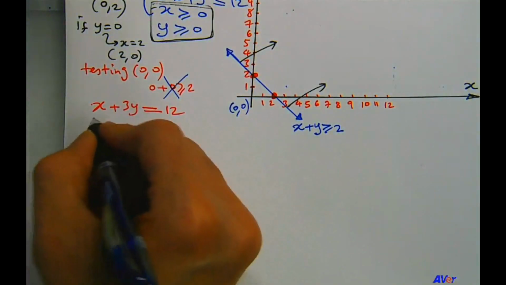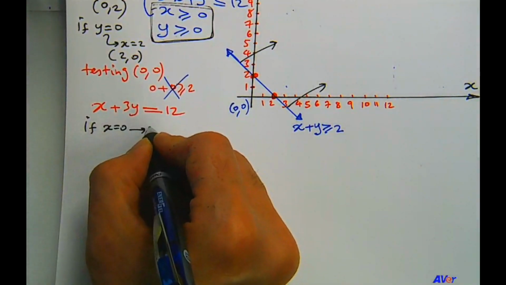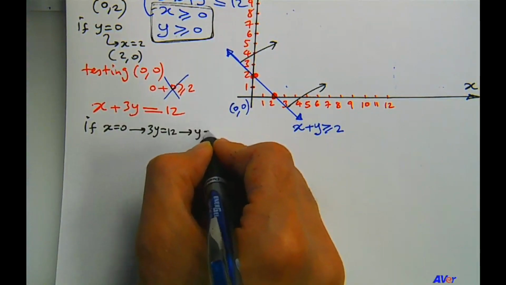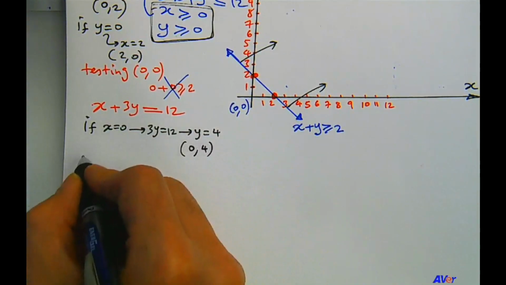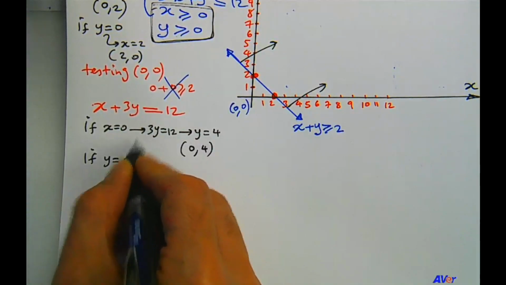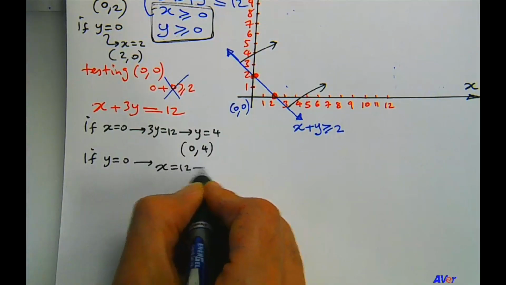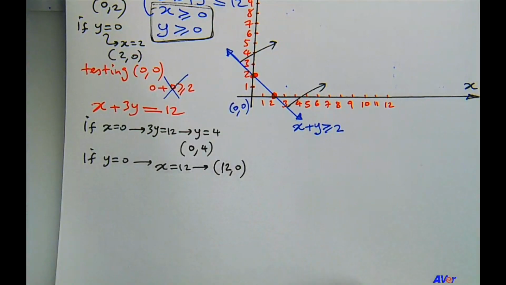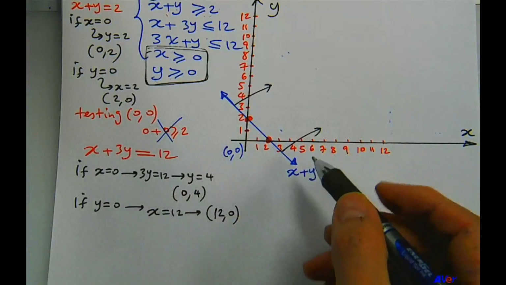Once again, I'm going to use the intercepts. If x equals 0, then 3y equals 12, and then y equals 4. So (0, 4) is the y-intercept. If y equals 0 here, then x equals 12, therefore (12, 0) is the x-intercept. So let's plot these 2 points on the axis and draw the line through them.